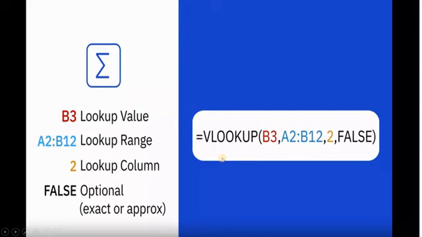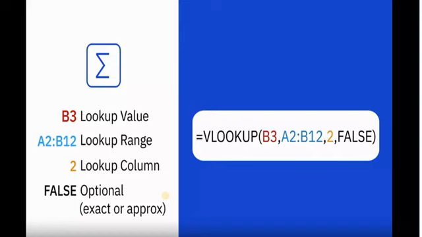Here you can see the VLOOKUP formula is like this. We have basically 4 parameters. The starting one is the lookup value, that is, which value you want to search for. Then the lookup range. Third one is the lookup column, where you need to search for the value corresponding to this particular lookup value. And last is the false option.